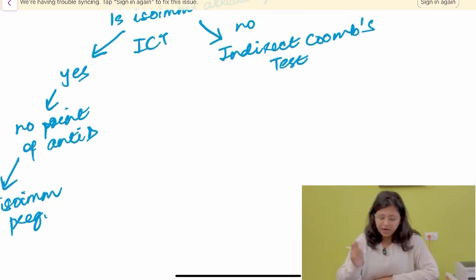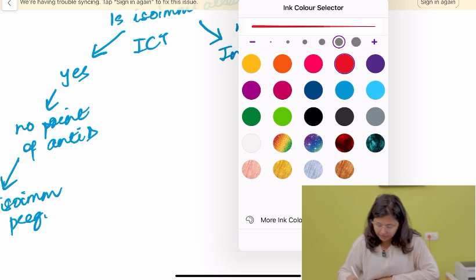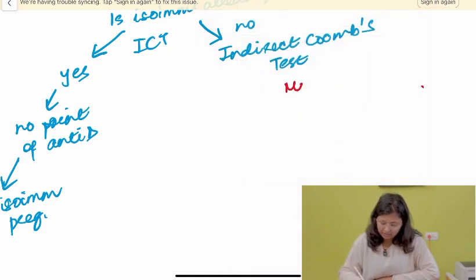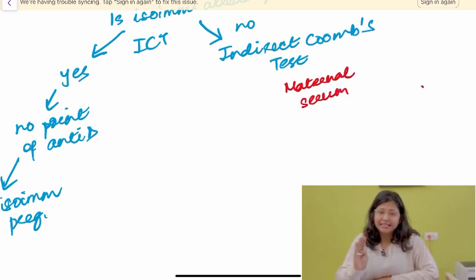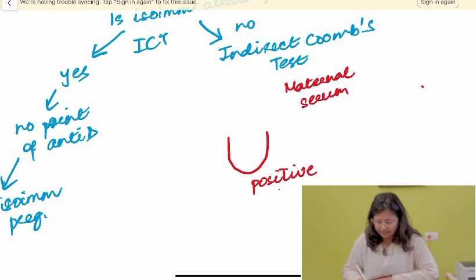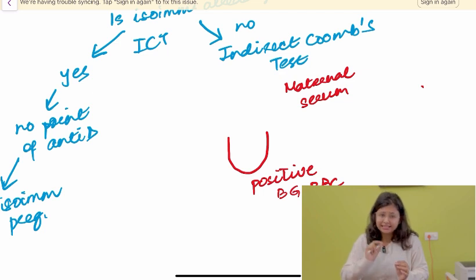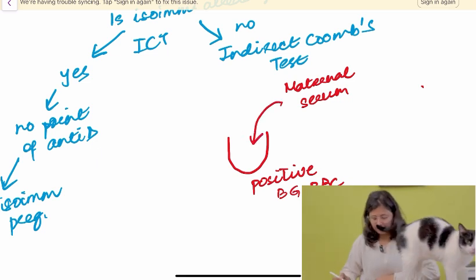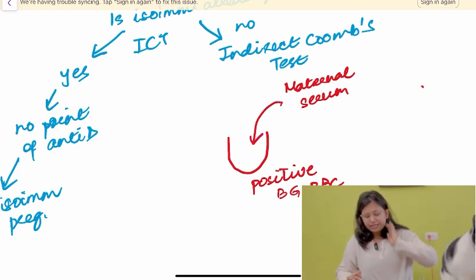Basically, we are taking the mother's serum, the maternal serum. We don't know yet whether it has anti-D antibodies or not, so we are checking the maternal serum for anti-D antibodies. We take any other D-positive blood group RBC that we already know. This is the substrate on which we are putting the maternal serum. Then we put the maternal serum in it.